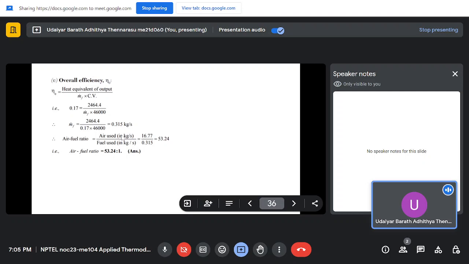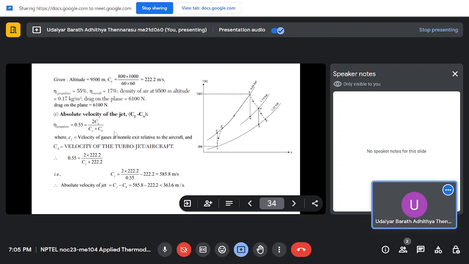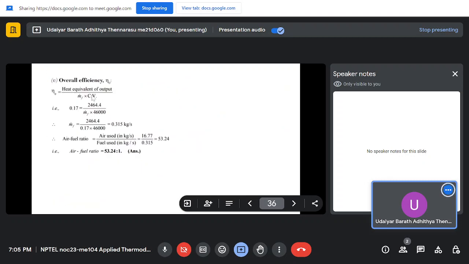Now we have found out the mass of fuel. So air fuel ratio also we can find from this. Air fuel ratio is air used divided by fuel used. So air used is 16.77 kg per second divided by 0.315 kg per second for fuel. It will come out to be 53.24.